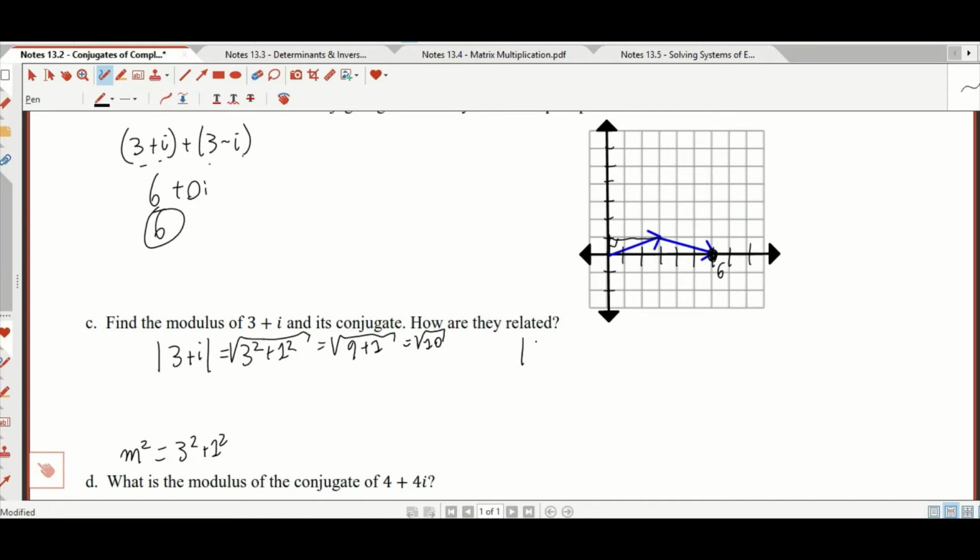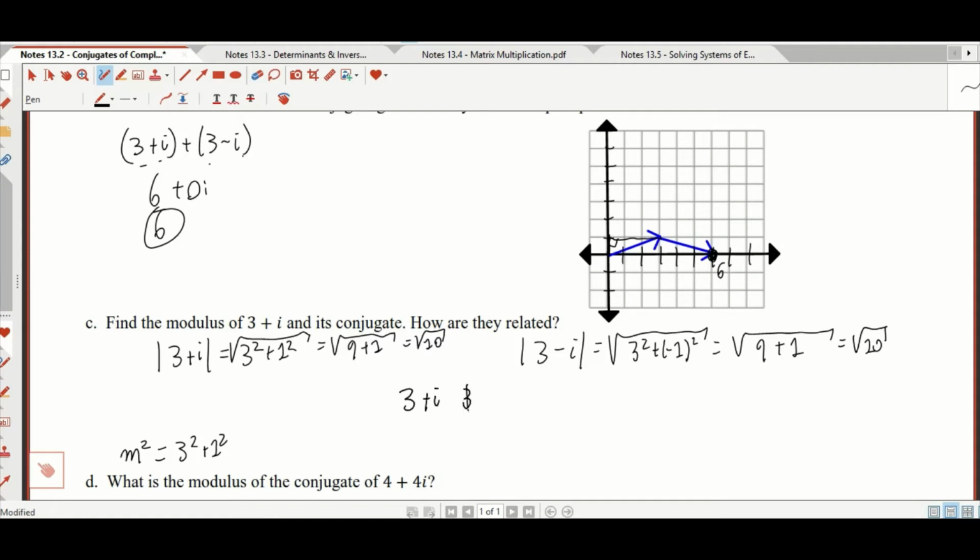Perhaps you can already see what is about to happen here, but the modulus of 3 minus i is going to be equal to the square root of 3 squared plus negative 1 squared. But 3 squared is still 9. The negative 1 squared is positive 1, which is the square root of 10.